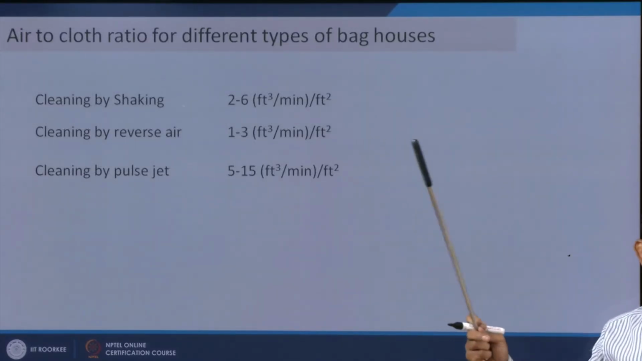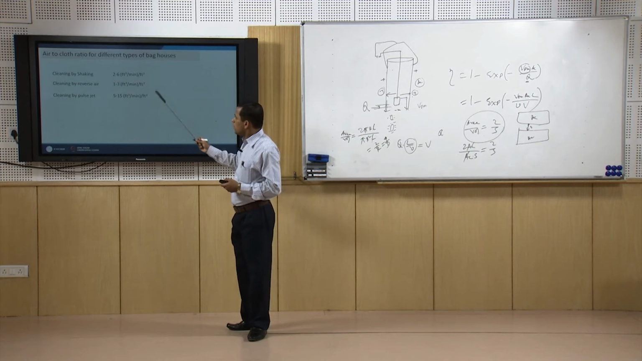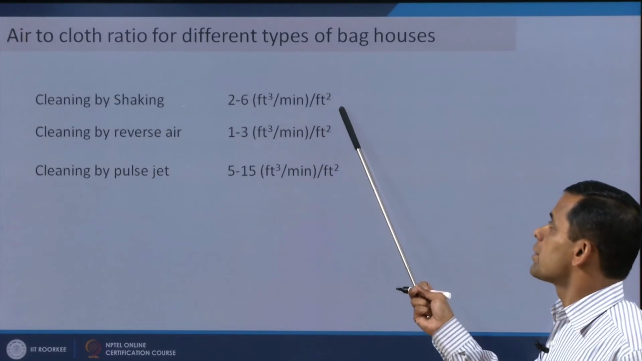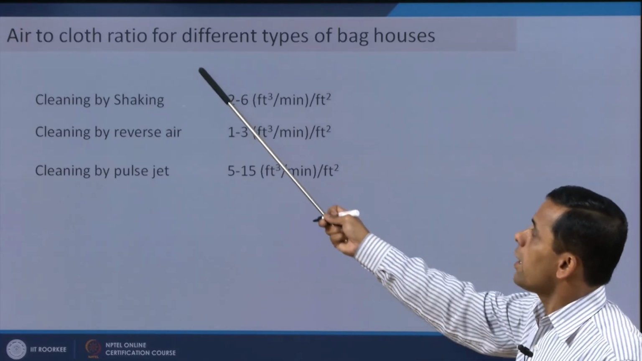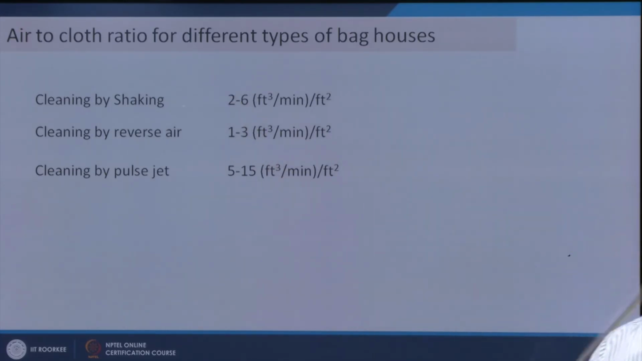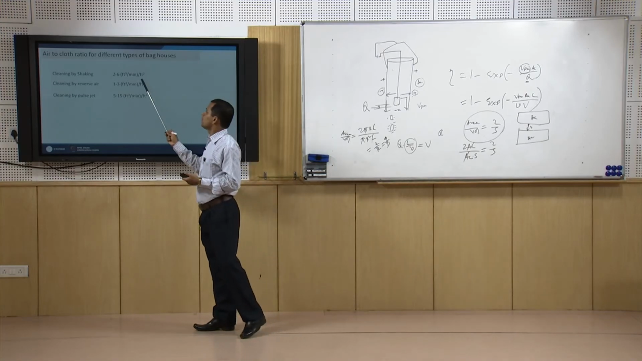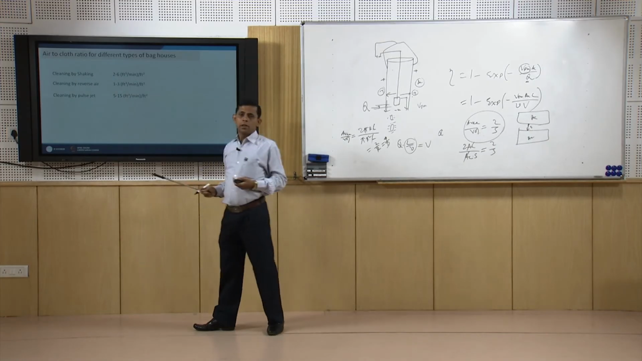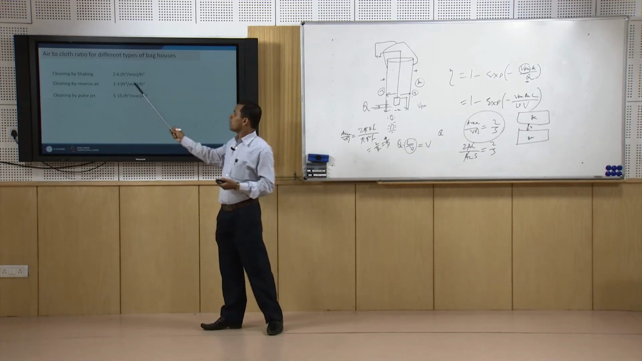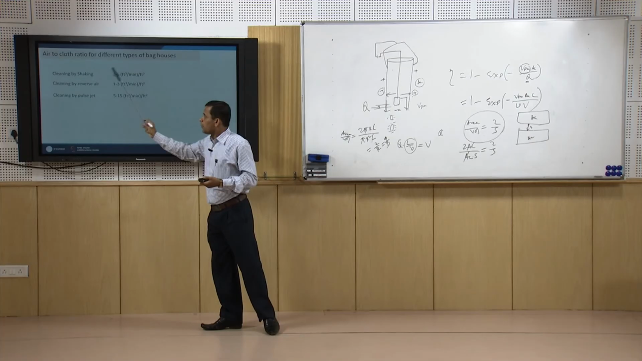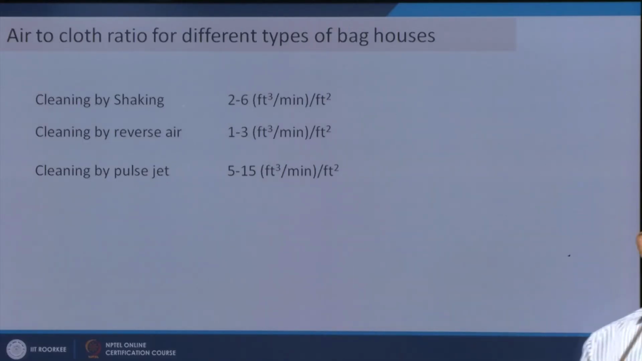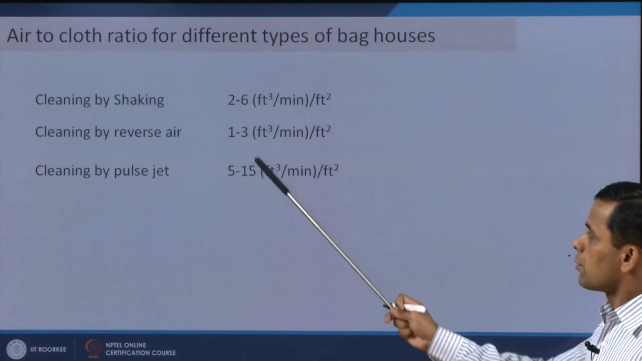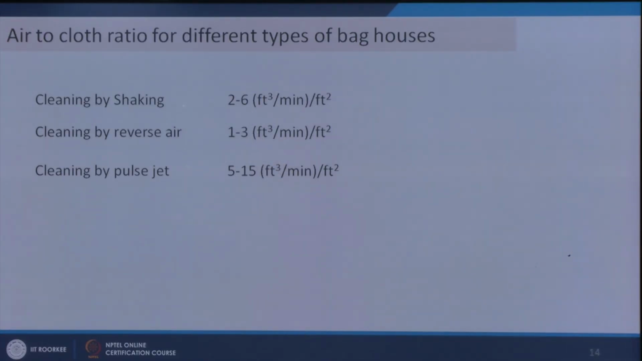For different types of cleaning, the requirement in cubic feet per minute per square feet, that means the air to cloth ratio, how much air can be cleaned by 1 square foot of cloth, is different. It is maximum for pulse jet. So, pulse jet is the superior among these, and not only this, pulse jet can also support continuous operation of the process. So, this is the most advanced method out of these three.